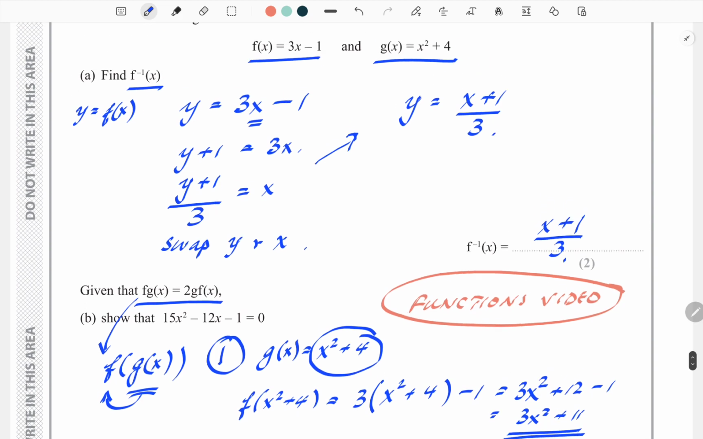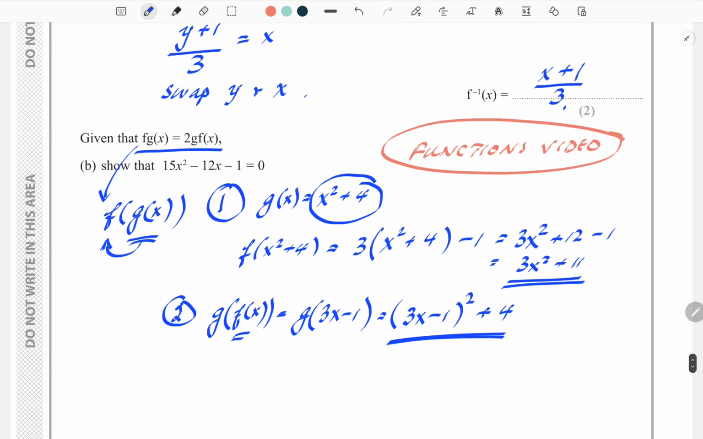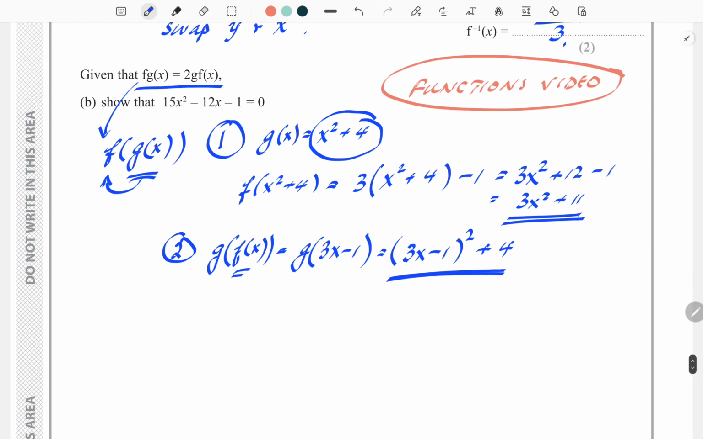All right. And just verifying that thing there. So let's expand that. Okay. 3x minus 1 all squared is 9x squared minus 6x plus 1 plus 4. All right. That is 9x squared minus 6x plus 5.